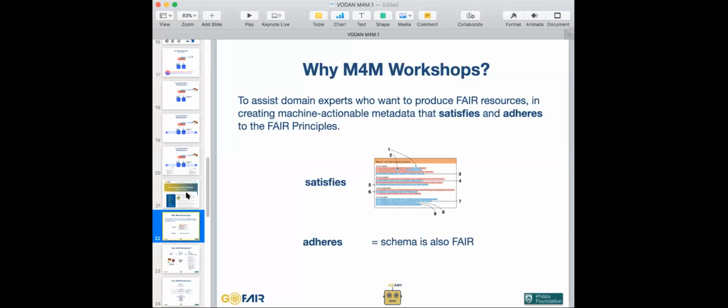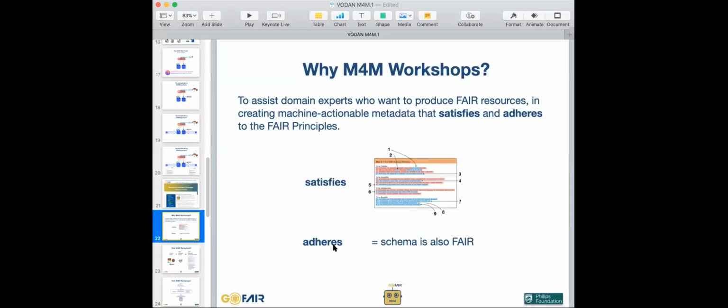On the one hand, we want to satisfy the FAIR principles themselves. We want to create metadata elements that can be used to implement the FAIR principles. And that's what I'm showing here with satisfies. And we'll talk a little bit in a minute about these 9 metadata components. But we also want the metadata in a Metadata for Machine Workshop to itself adhere to the FAIR principles. So this is a little bit recursive now.